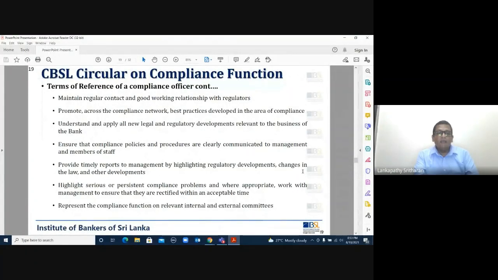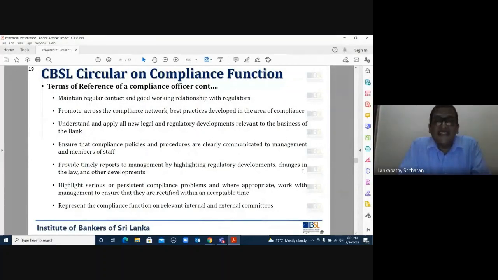Then provide timely reports to management by highlighting regulatory developments, changes in the laws and other developments, and highlight serious and persistent compliance problems where appropriate, and work with management to ensure that they are rectified within an acceptable time, and represent the compliance function on relevant internal and external committees. These are some of the TOR of the compliance officer set out by the central bank.